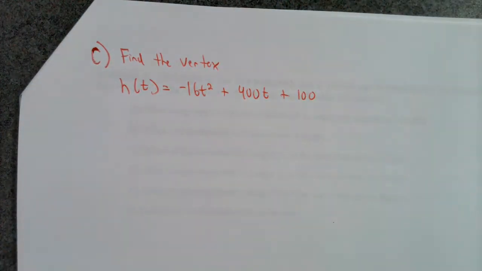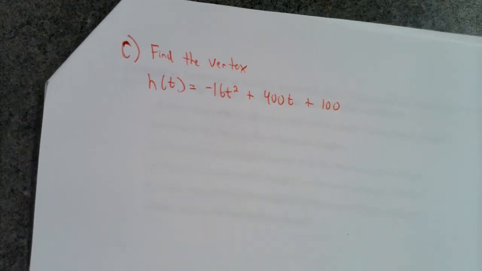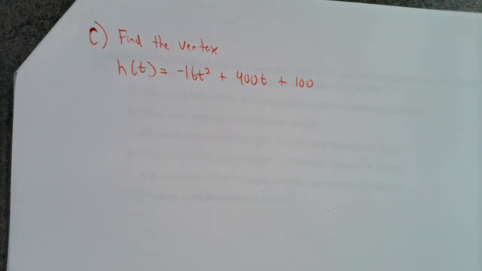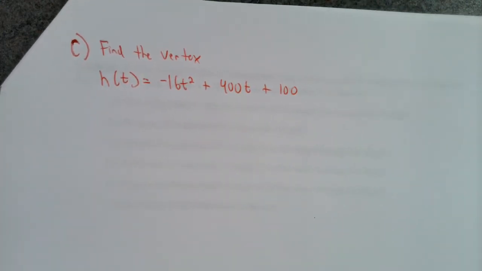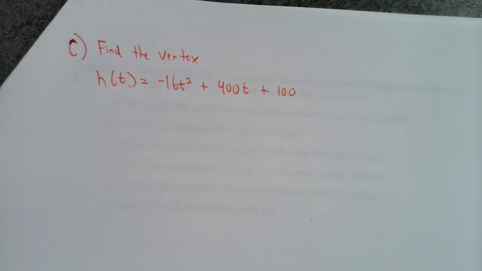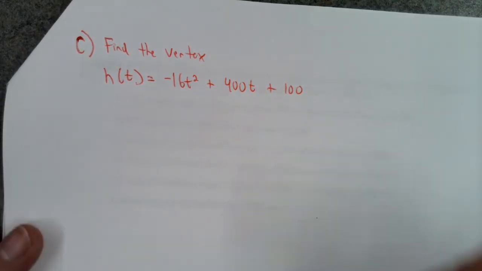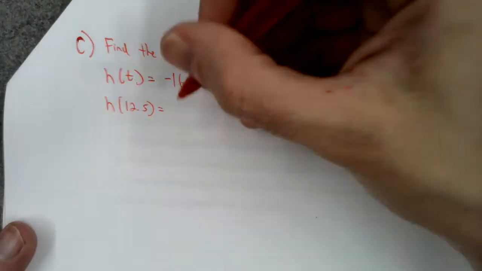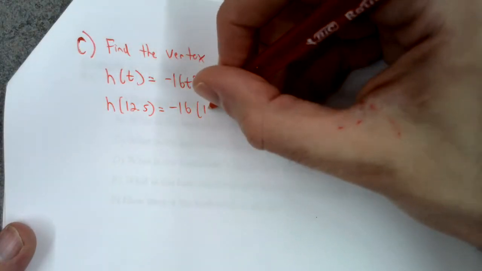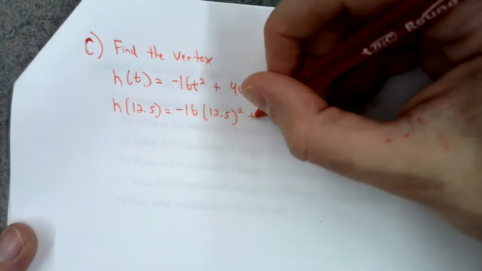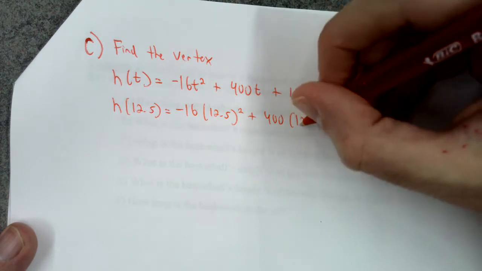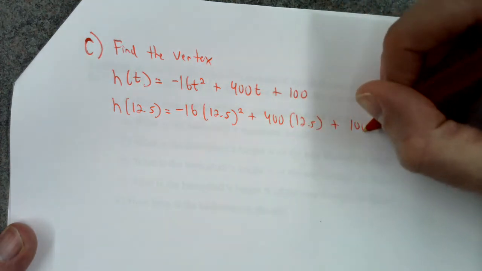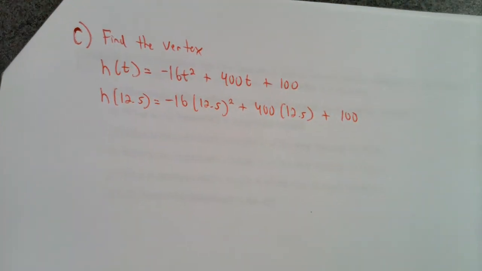And if you think back, whenever you want to find the vertex, you take your axis of symmetry from part B and you substitute that in for x, or in this case t. So I'm taking my answer from the last question, which is part B. It was 12.5, and I am replacing t with 12.5. And now be careful for the order of operations.